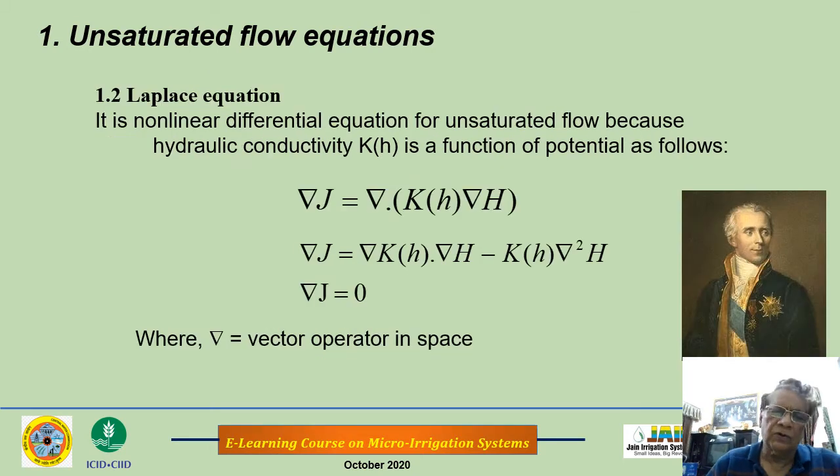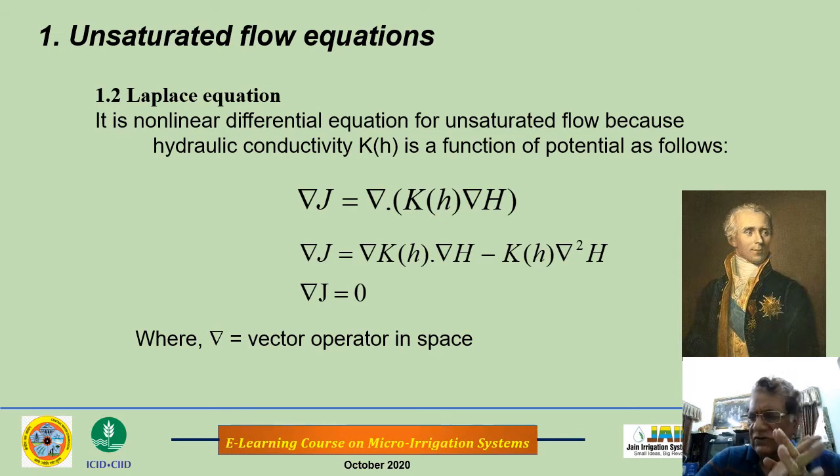Now let's come to the more familiar Laplace equation. The Laplace equation, you all know, is a very common relationship: del squared phi equals 0. Now the same thing here. It is a non-linear differential equation for unsaturated flow because hydraulic conductivity K(h) is a function of potential, as follows. He defined K(h) as a function. Del dot J equals del dot K(h) del H. And del dot J equals del K(h) dot del H minus K(h) del squared H. And finally, you can just see del dot J equals 0.